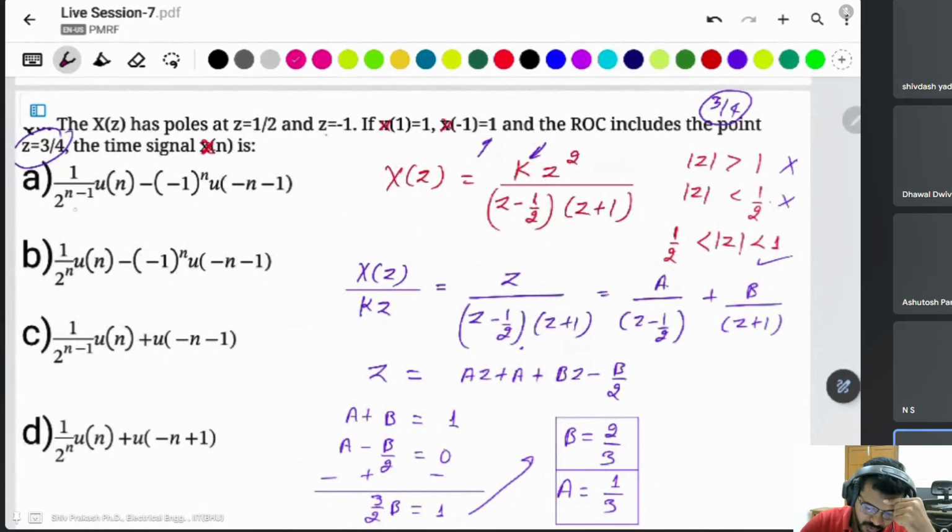And 1 by 2 to the power of n minus 1 u of n, minus of minus n to the power of n u of minus n minus 1. Yeah, this one is the answer. What is the difference between the others? This is only a 2 to the power n. Here minus 1 is not there. This is also not there. Okay, this is the answer.